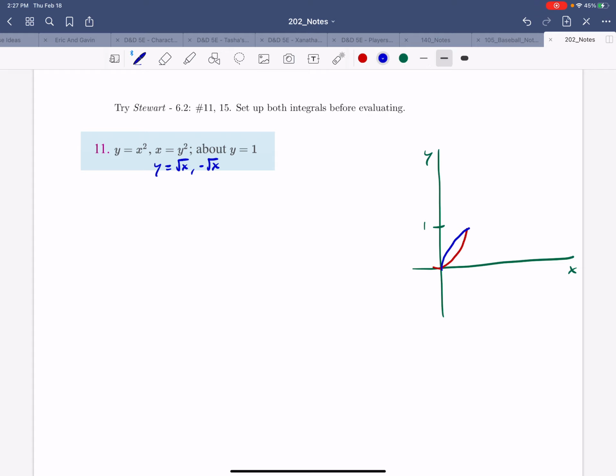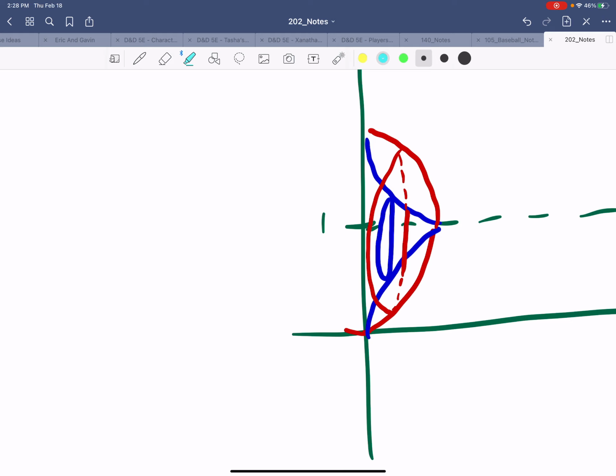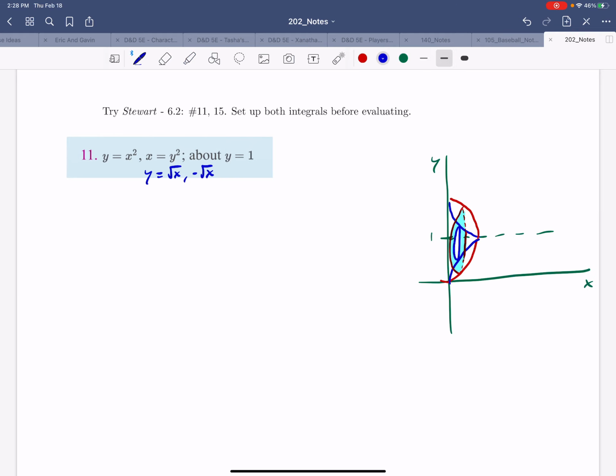So anyway, that's our region, something we've seen before. Now let's rotate it about the line y equals 1. So do your best at reflecting this stuff, and you'll see that you have a shape kind of like, I don't know, a tulip or something. If we zoom in a little bit and fill in our cross section, we've got that, just to illustrate our outer and inner curves.